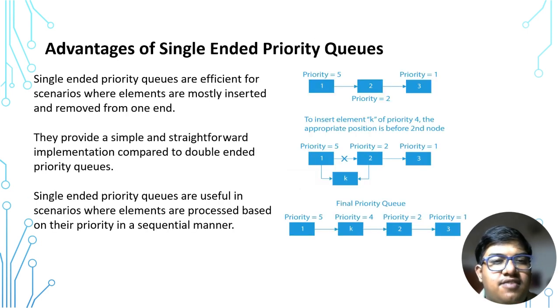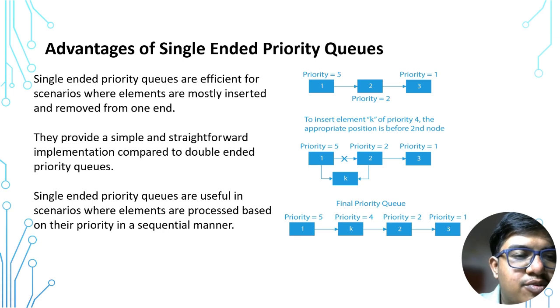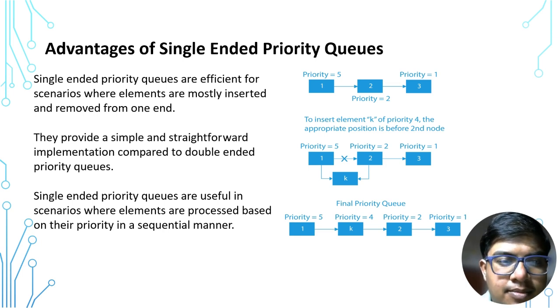The advantages of single-ended priority queues. Single-ended priority queues are efficient for scenarios where elements are mostly inserted and removed from one end. They provide a simple and straightforward implementation compared to double-ended priority queues. Single-ended priority queues are used in scenarios where elements are processed based on their priority in a sequential manner. Here in the diagram you can see a bit more of the understanding.